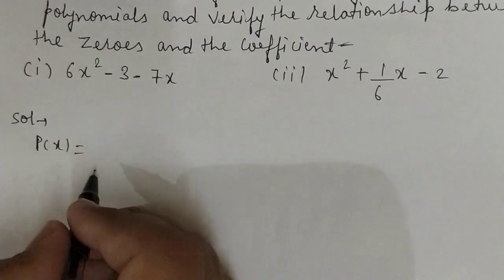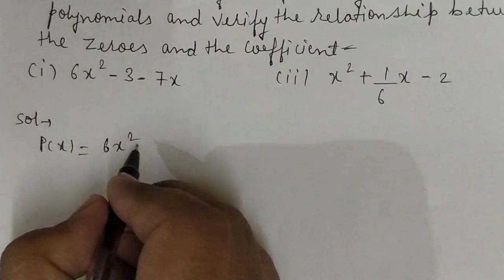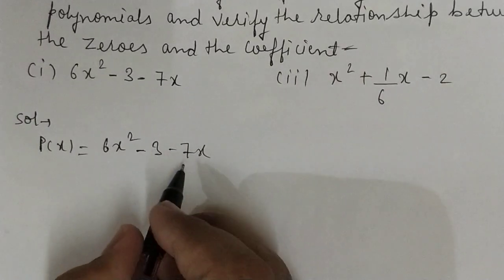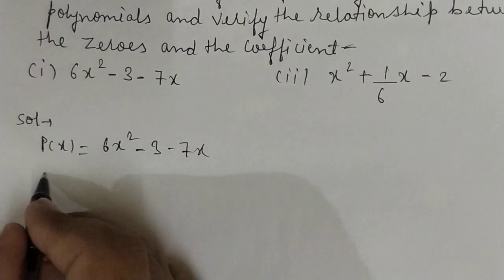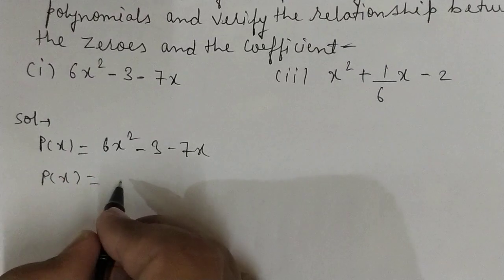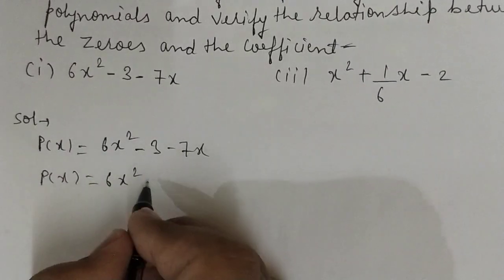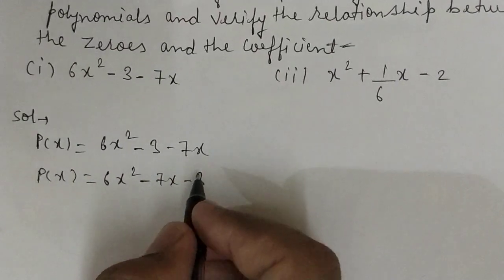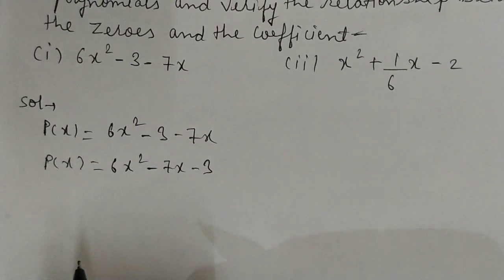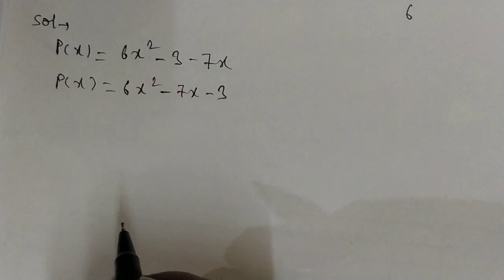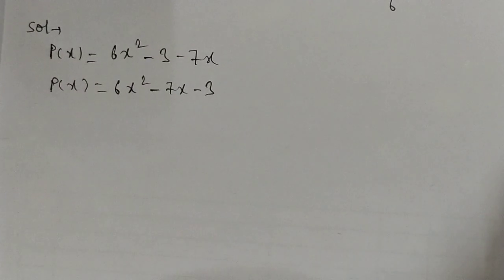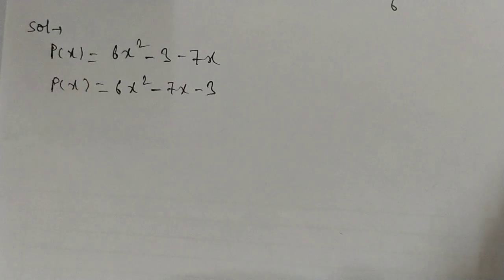You can see here p of x is given as 6x square minus 3 minus 7x. So 7x should be at the second place. First we will check whether it is in the standard form or not. So we will convert it into standard form, then we will proceed. Now see here, p of x equal to 6x square minus 7x minus 3.